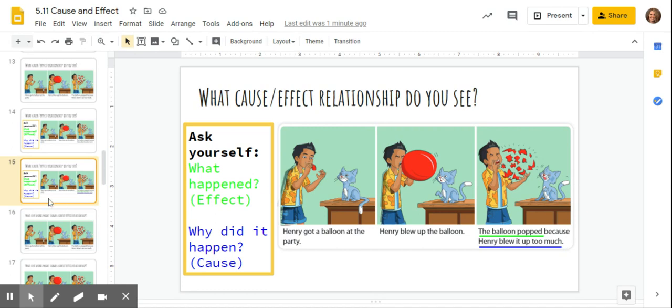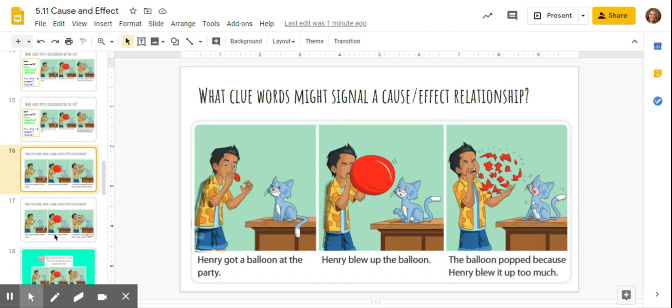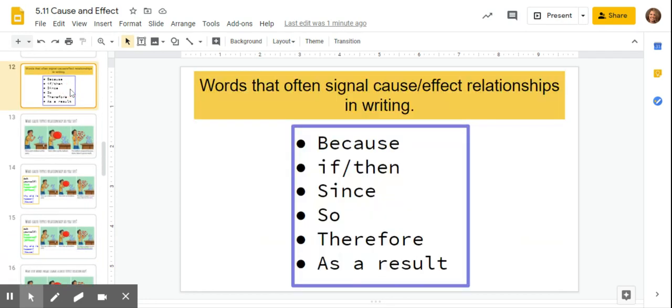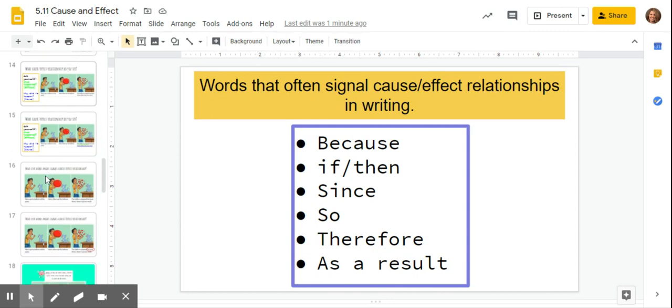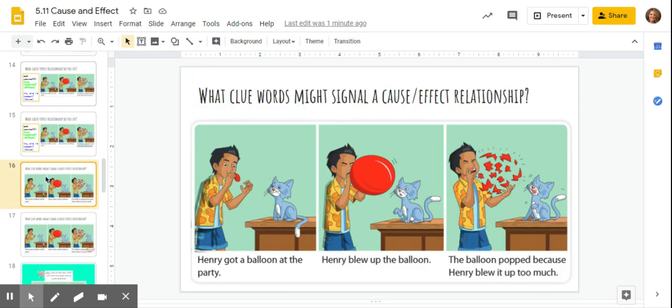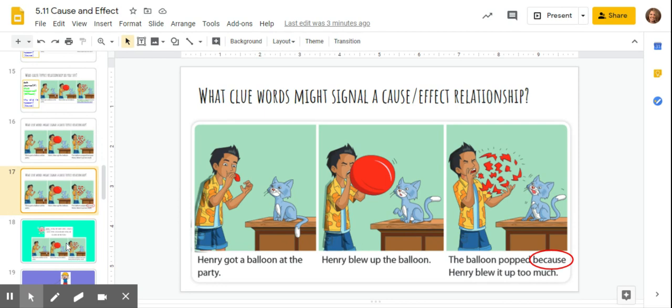Right now, I want us to step back and think, what clue words might signal that there's this cause and effect relationship? If we look back at our list here, we've got because, if, then, since, so, therefore, and as a result. Do you see any of those words? If you look at this last comic, I bet you found one of those clue words. Our clue word to signal that cause-effect relationship was because, right? Again, asking yourself what happened and why.